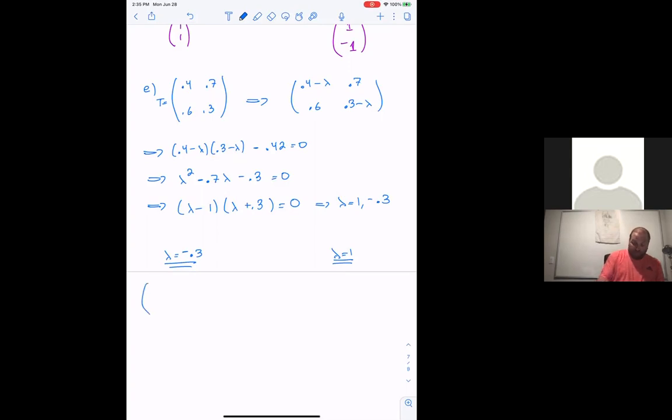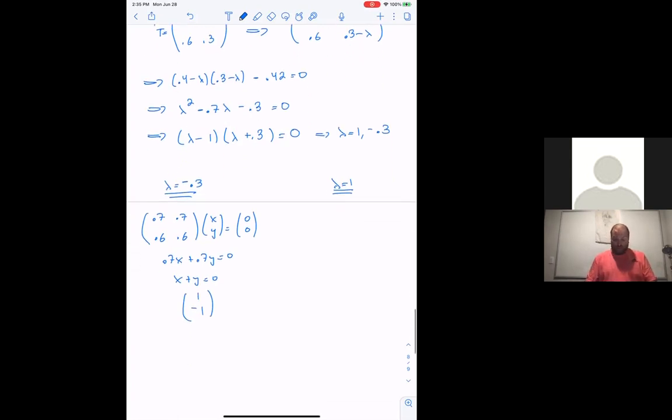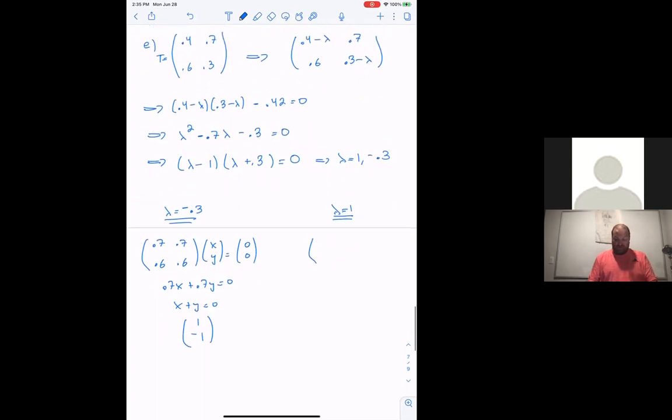0.4 minus negative 0.3 is 0.7, 0.7, 0.6. And since it has to be redundant, this better be 0.6, and it is. Acting on x, y is equal to 0, 0. So I get 0.7x plus 0.7y is equal to 0, which is the same thing as x plus y equal to 0. So that gives me 1, negative 1 as the eigenvector. But it's the other eigenvector that I really care about, because this is the one that is the steady state vector. So negative 0.6, 0.7, 0.6, and negative 0.7.